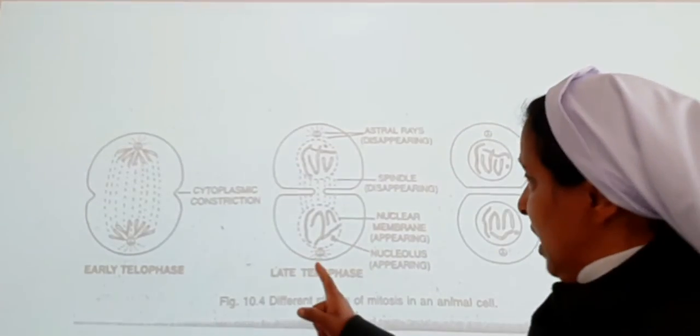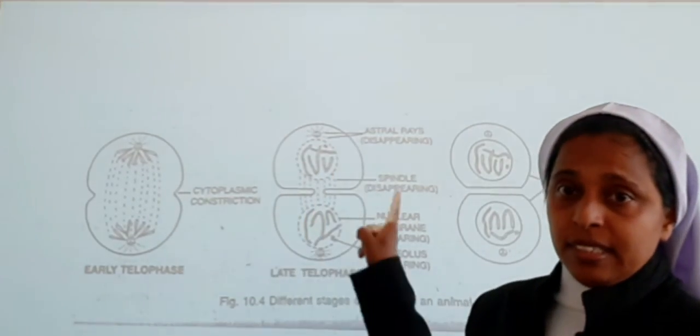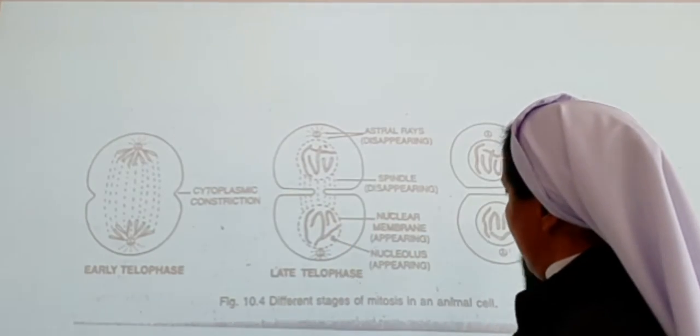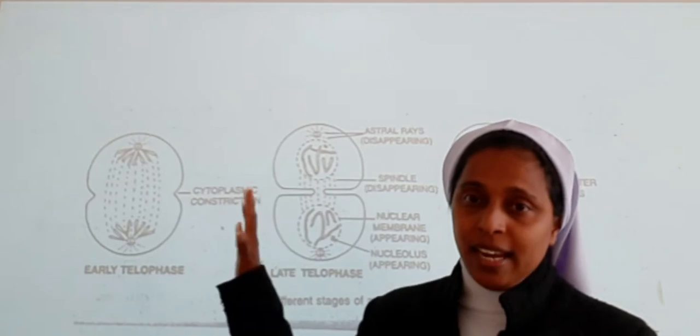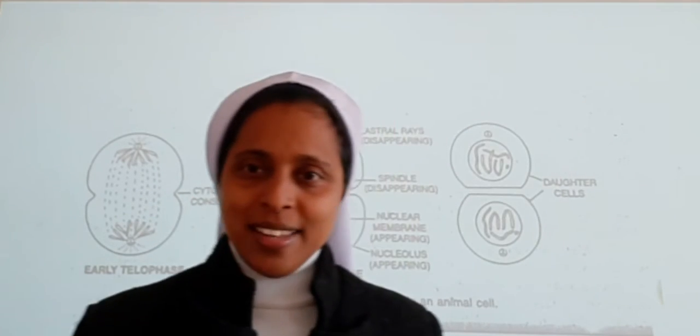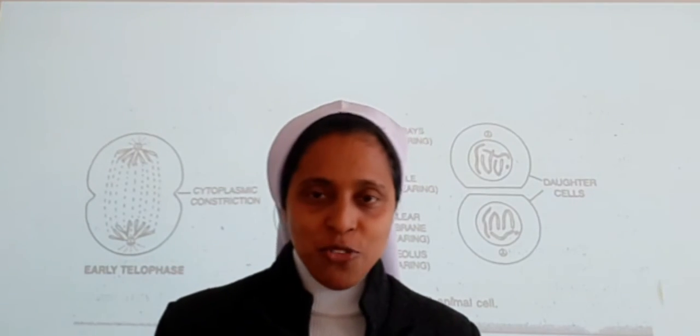Next, here you can see in the late prophase stage how two daughter cells are going to be formed, and here the different stages of mitosis in an animal cell. As I have told you, in the animal cell it takes place through the furrow method, and in the plant cell, how does it take place? It takes place through cell plate formation.